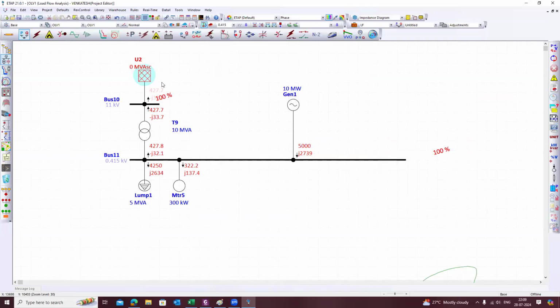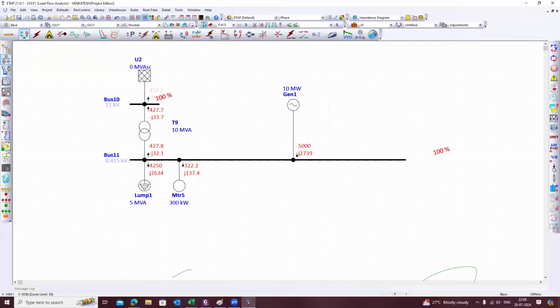Where do we get the harmonic values for all this? If you get these details from the utility, that will be better. Those details will be provided by the utility only. You cannot have them on your own. Okay, sir. So this is about the grid modeling.